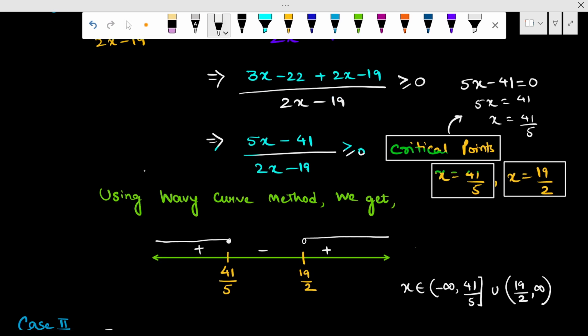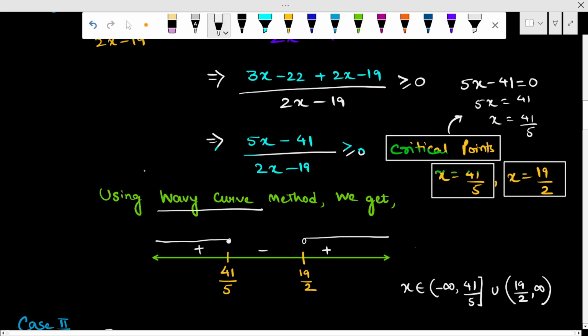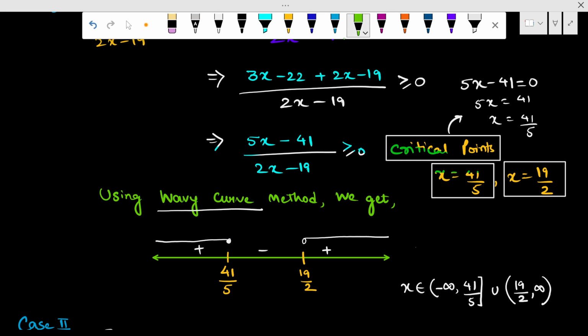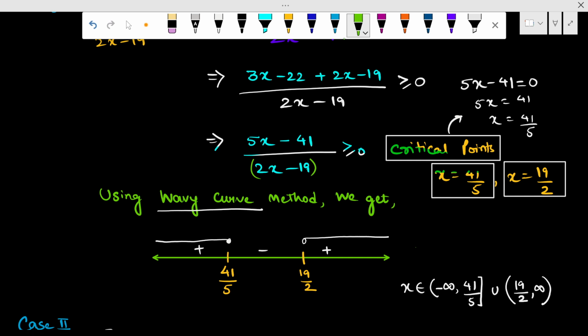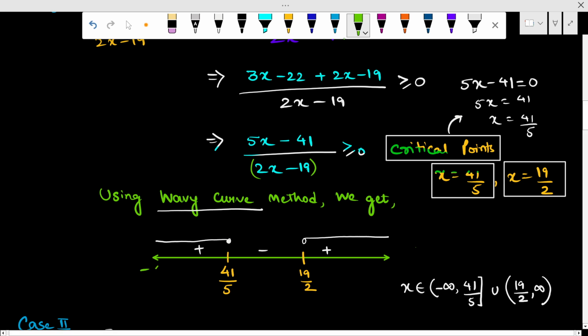Now using the wavy curve method we can find the solution set, right? But see here, the denominator can never be 0, so this point is not shaded, right? So on solving the LHS part, we have x is from minus infinity to 41 by 5 union 19 by 2 to infinity, right? This one.